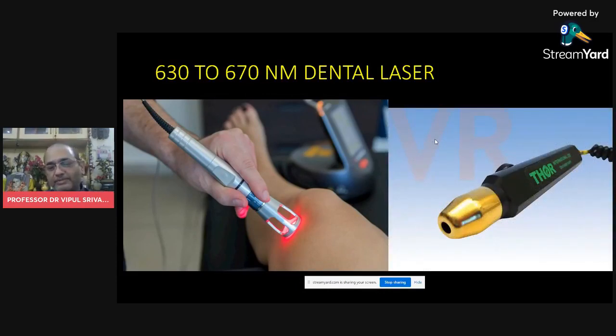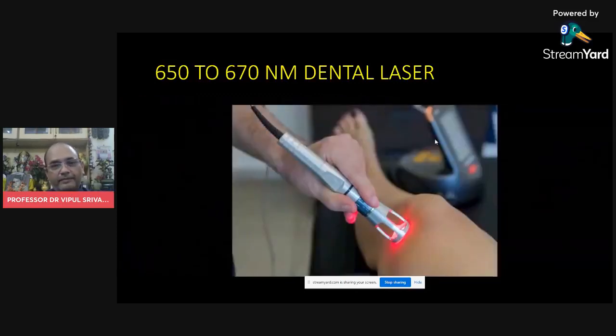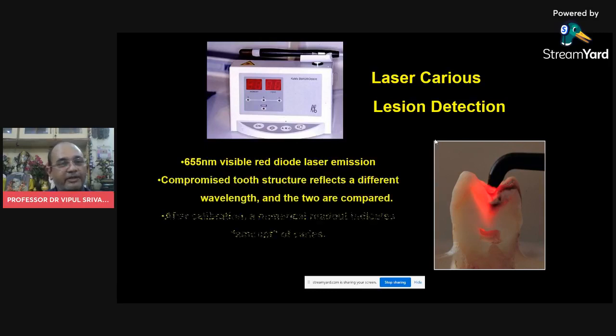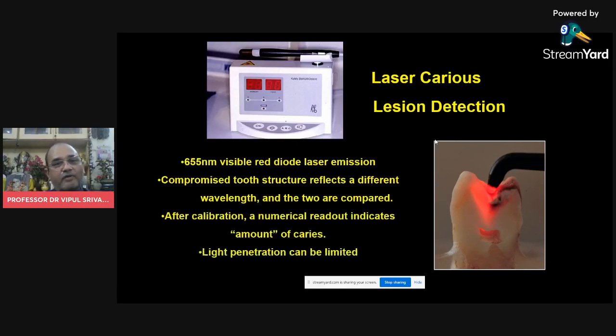So Thor, like I just mentioned, is a company which is doing aggressive marketing work in this particular stream of health care, right? So 650. And like I just told, another wavelength available in the diode is the 655 nanometer visible diode laser, and Cavo DIAGNOdent.